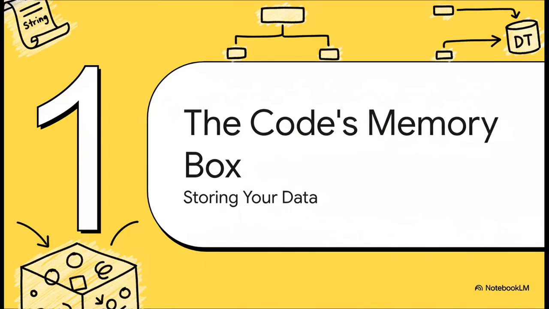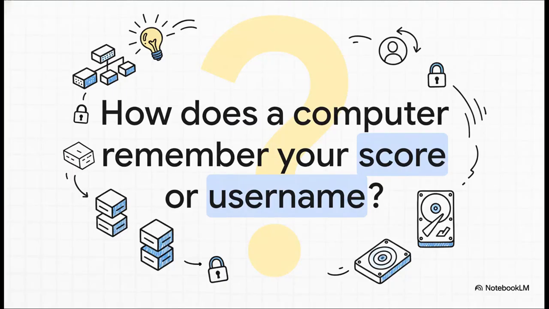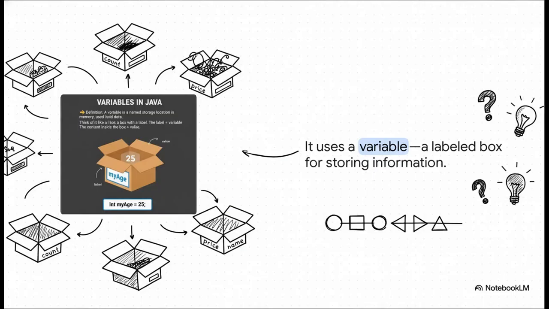Okay, so let's kick things off with a really basic problem that every single program has to solve. Think about it. When you level up in a game or you change your profile picture, how does the computer actually remember that new info for later? What's going on under the hood? And here's the answer. And it's actually a beautifully simple idea. The computer uses something called a variable.